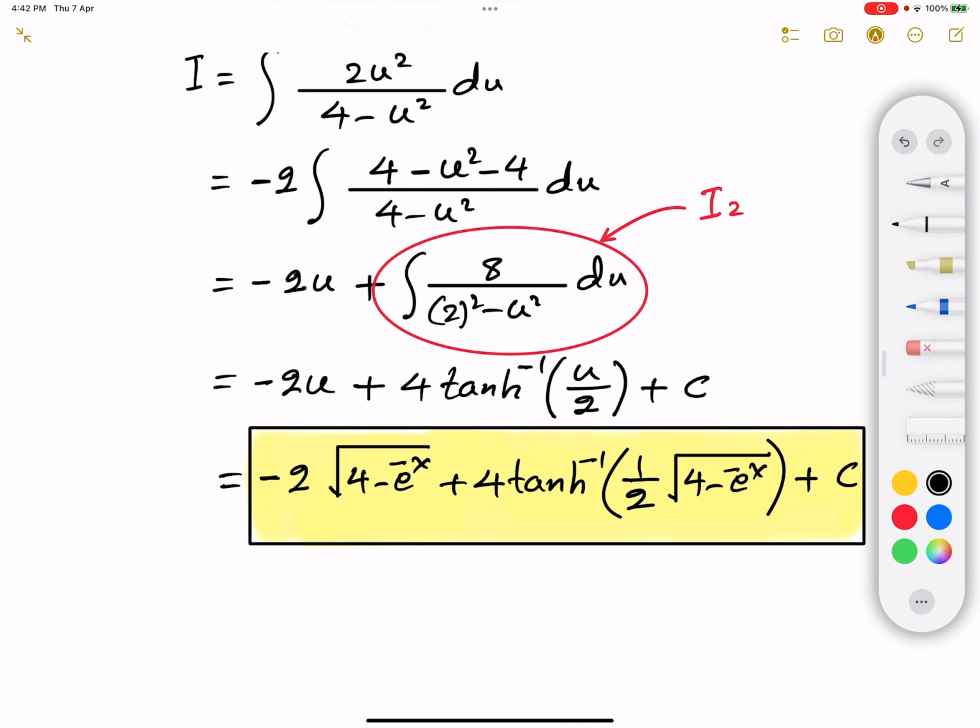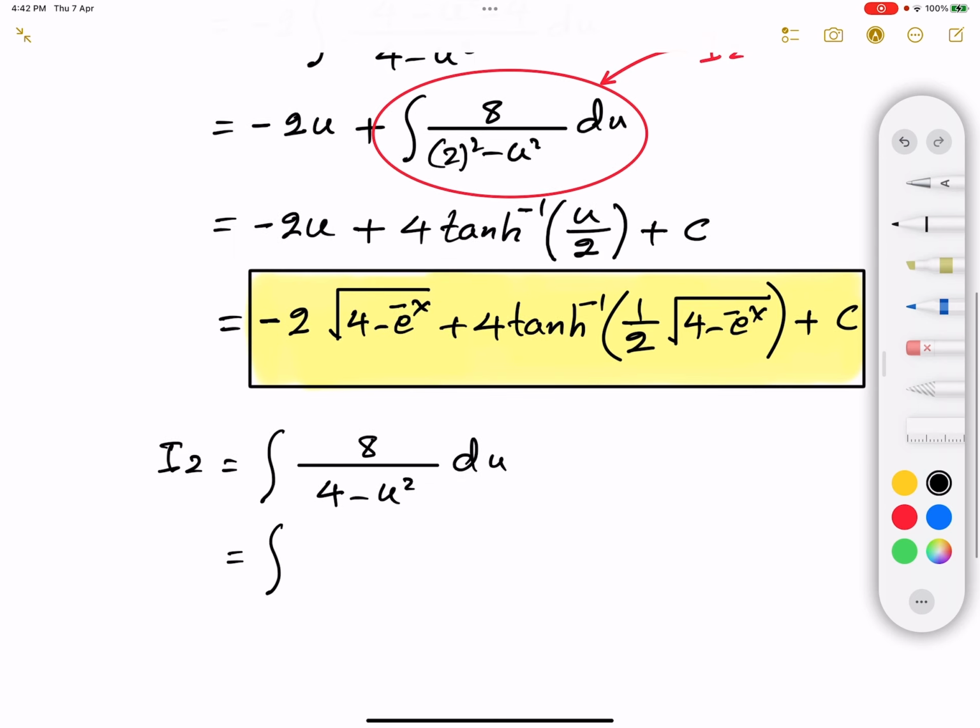So let's do that. I2 is going to be equal to the integral of 8 divided by 4 minus u squared du, which can basically be written as two fractions between parentheses: a divided by 2 minus u plus another fraction, b divided by 2 plus u, and du.